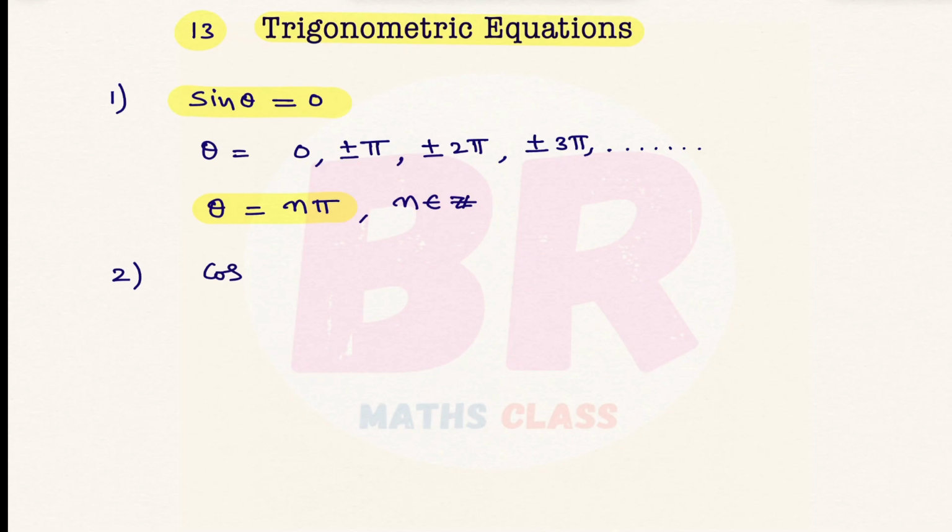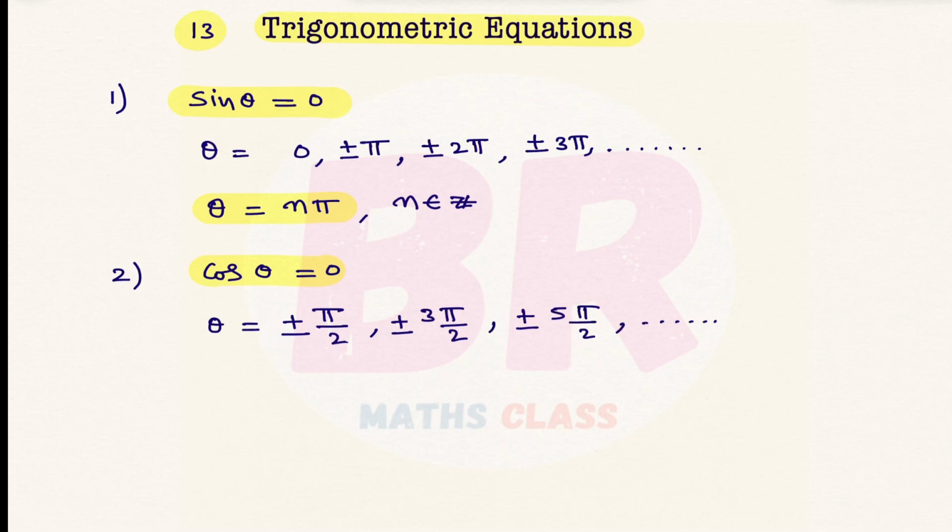Now, second formula in this: what is the general solution for cos theta equal to 0? For what values of theta is cos theta 0? Cos pi by 2 value is 0. Cos minus pi by 2 is also 0. Cos 3 into pi by 2, not only plus 3 into pi by 2, minus 3 into pi by 2 is also 0. Plus or minus 5 pi by 2. For all these theta values, cos theta will become 0.